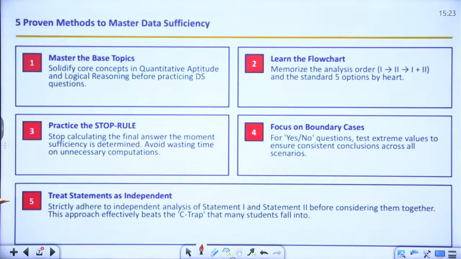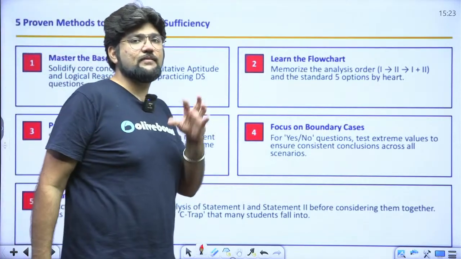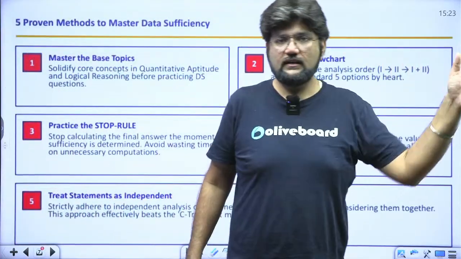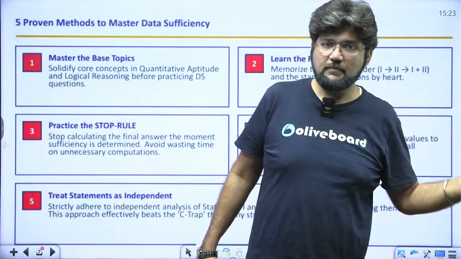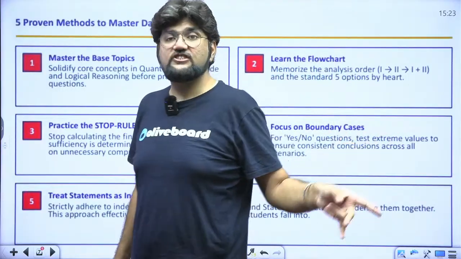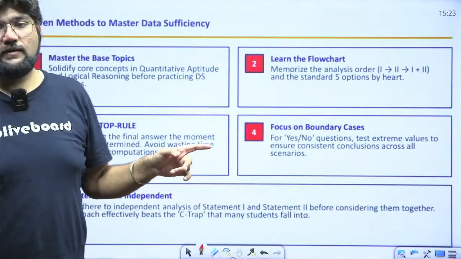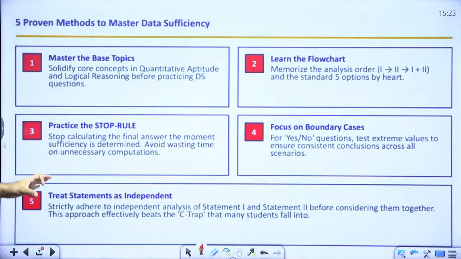And treat statements as independent. This I have already told you, to avoid the C trap. Treat them as independent statements. That is, statement 1, read the data, then you forget. Then statement 2, read the data, forget, and then check for both of them individually. Okay. So that is what you need to do to master the art of data sufficiency.